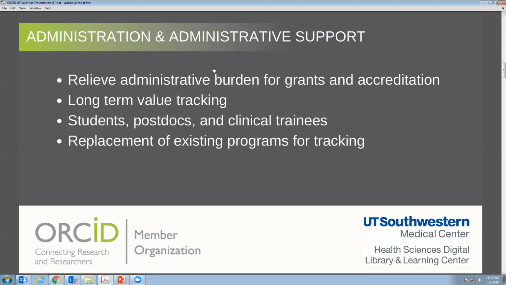So when the administration realized that an ORCID ID could potentially alleviate that arduous process, they became very interested. This was actually what led the chase for ORCID on our campus. It wasn't about the ideals of ORCID, it was a matter of, you mean we could just type in a number and get this person, and not have to cross-reference their PIs and all this kind of stuff? So the long-term value tracking was an important component that got administration on board quickly and gave us the green lights we needed for our students, postdocs, and clinical trainees.